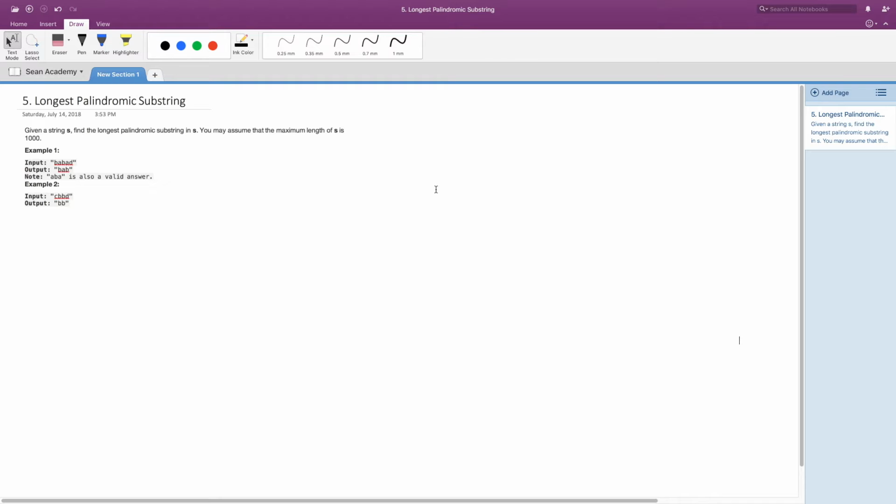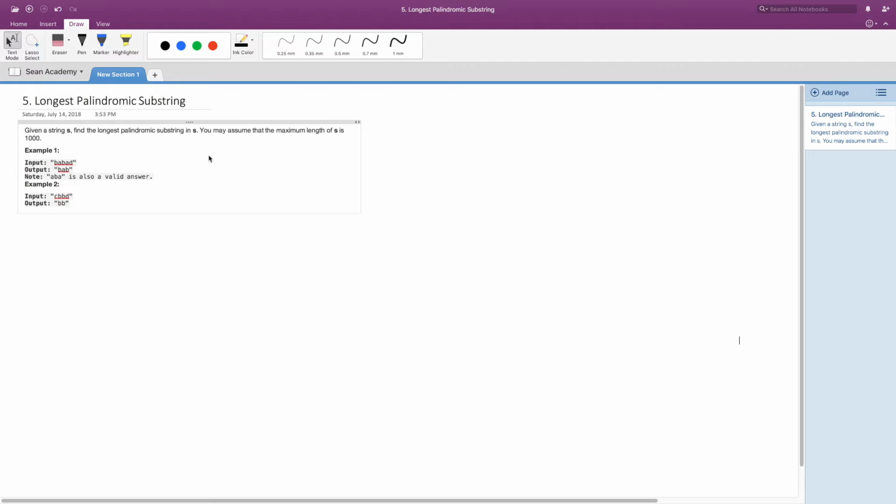First, let's read the description of the problem. Given a string S, find the longest palindrome substring of S. You may assume that the maximum length of S is 1000. Okay, at first we need to know what is a palindrome and substring.